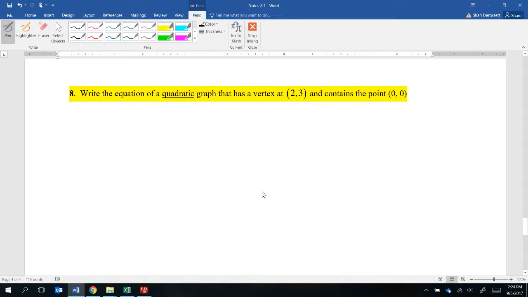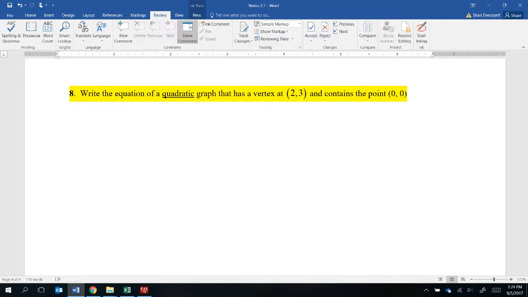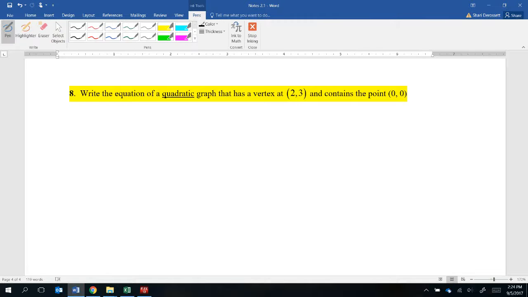Okay, so write the equation of a quadratic graph that has a vertex at (2, 3) and contains the point (0, 0). What are some things that we know about that? Is there anything that you know about it? Good. All right, so far we know this.